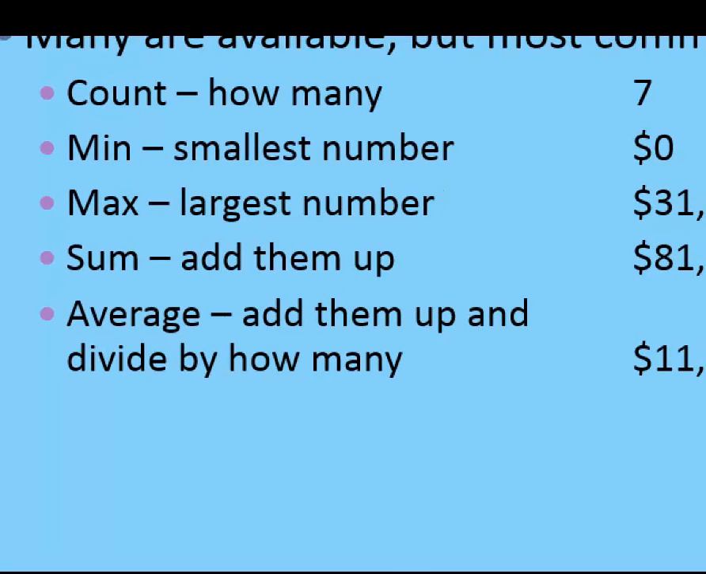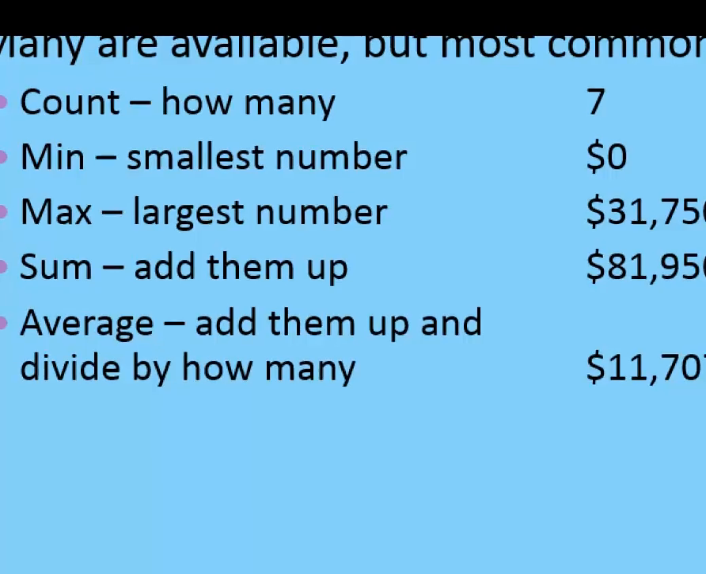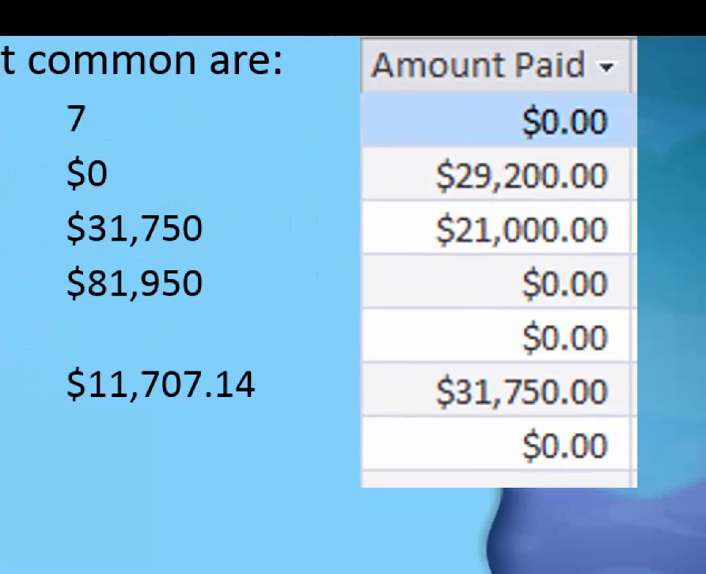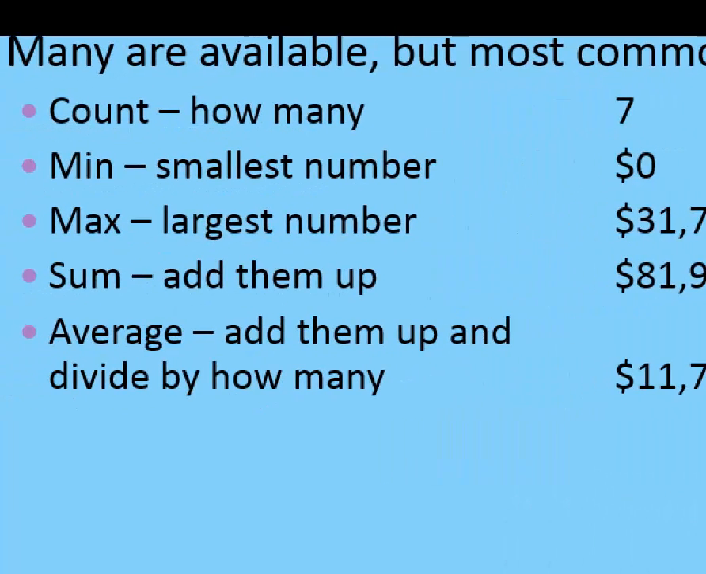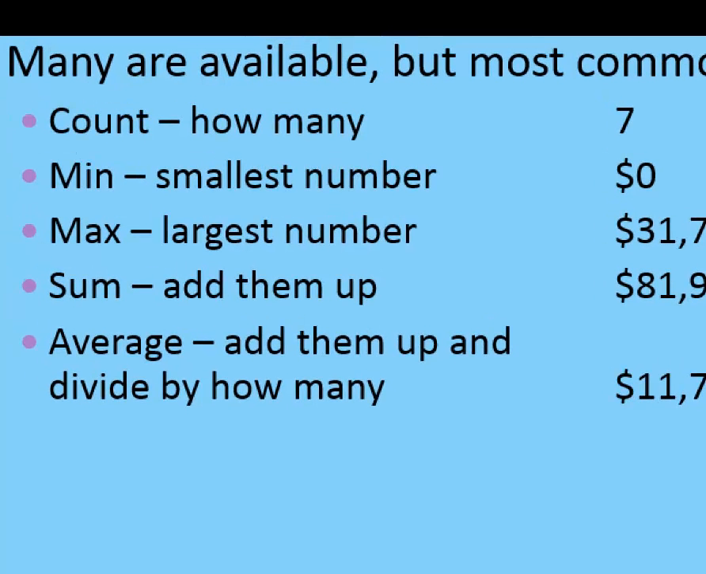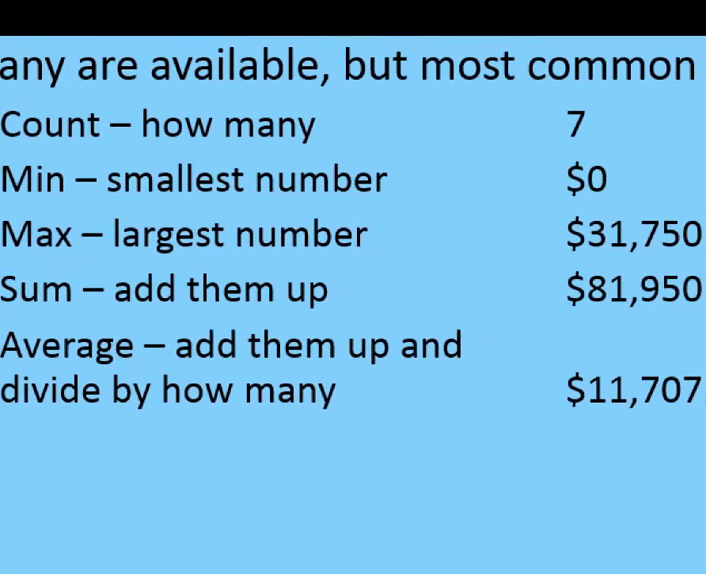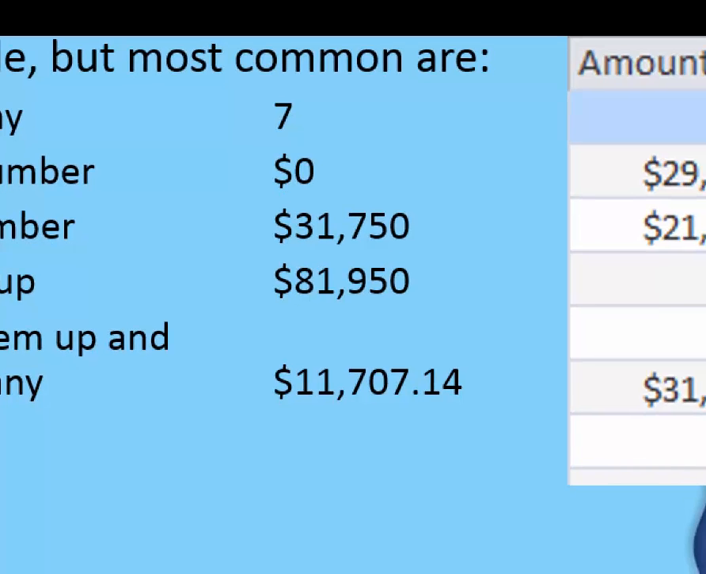31,750. Then we have sum, which means to add them up, also known as total. And if I added these all up, it would come to $81,950. The fifth of the 5 common ones is average. Maybe you remember that average means add them up and divide by how many. We would take the 81,950 divide by 7 and come out to 11,700.